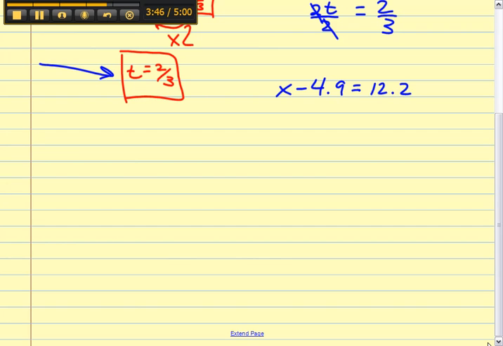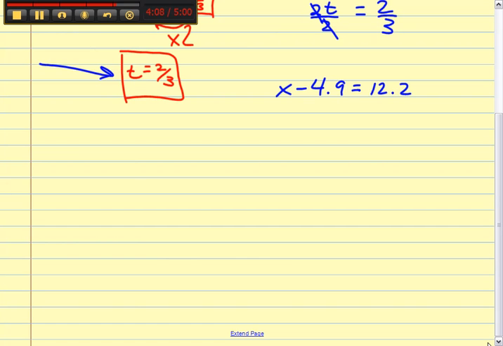Okay. Now, Carson, is the variable by itself right now? It's not. What's happening to the variable? Well, 4.9 is subtracting from 12.2. Okay. So how do I undo that? You would do 12.2 plus 4.9.